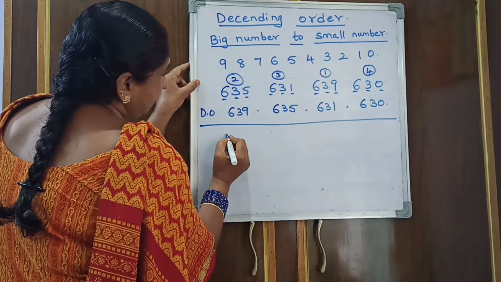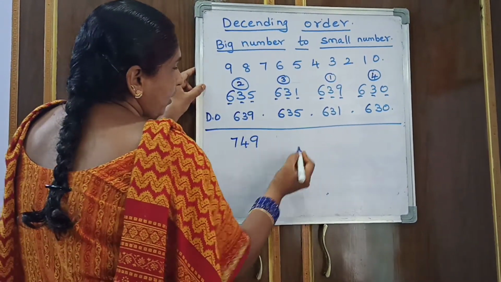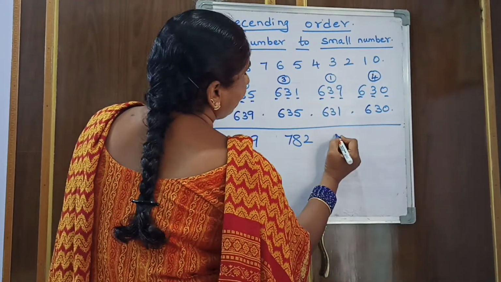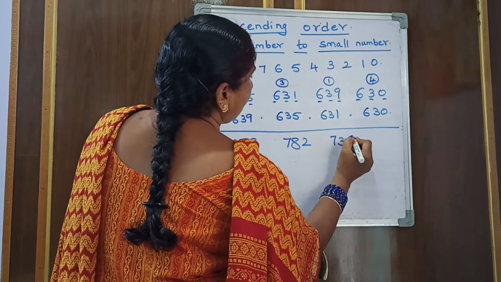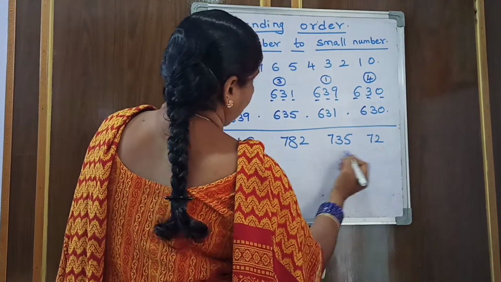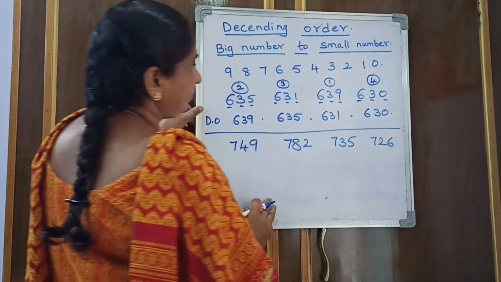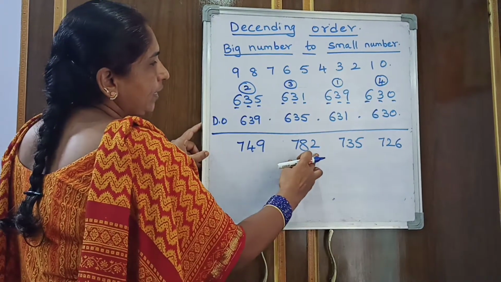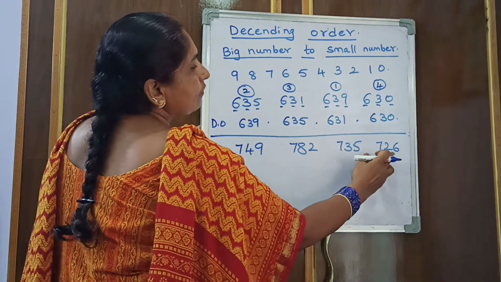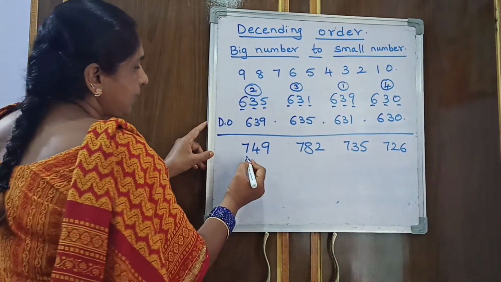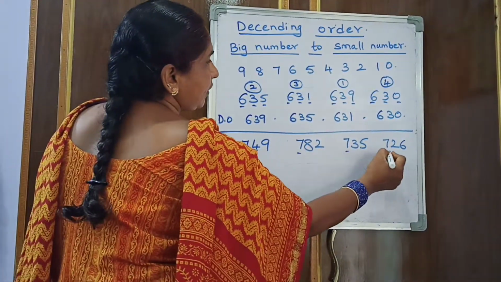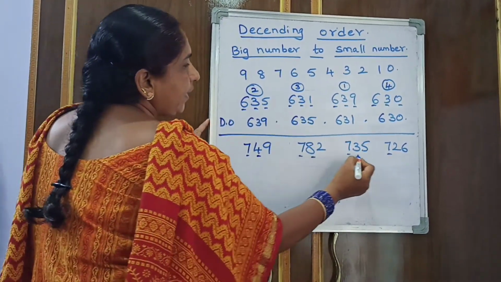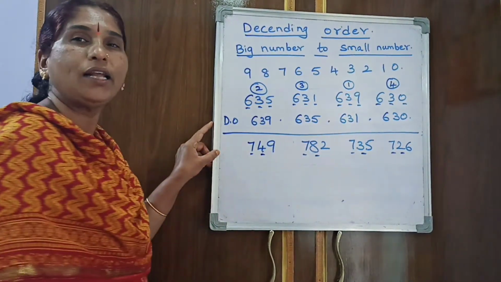See another example. 749, 782, 735, 726. See here. 7, 7, 7, 7. Same numbers. See the second number. 4, 8, 3, 2. Second numbers are different.